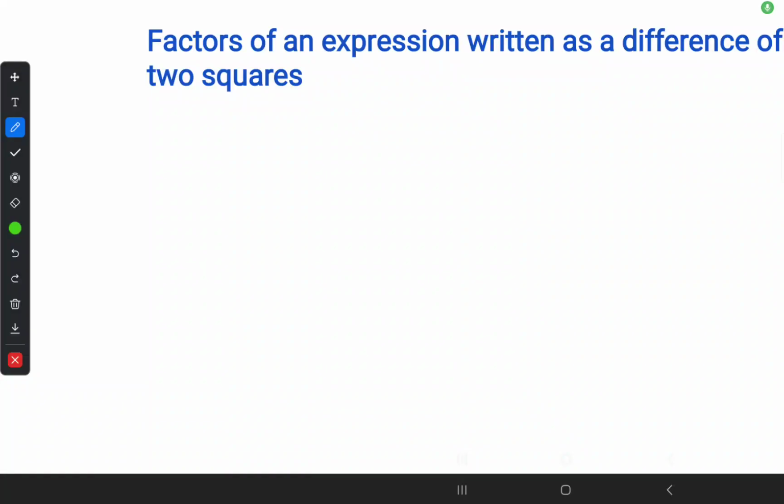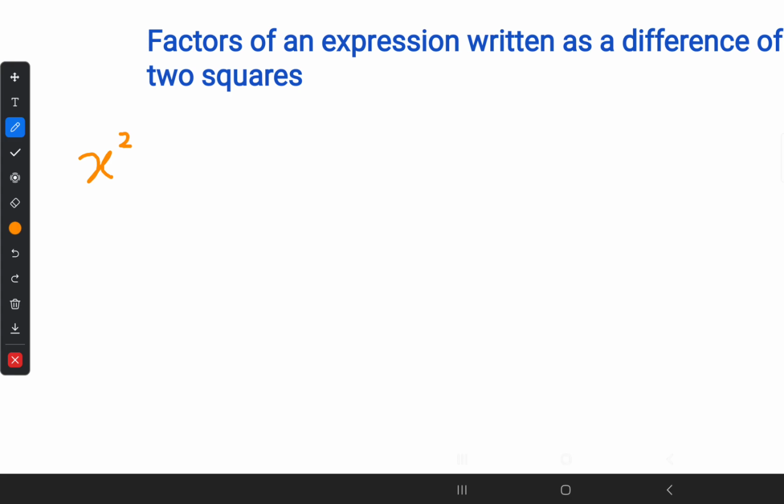What is this? Factors of an expression written as a difference of two squares. Difference of two squares. Before that, you should know what a square is. Without knowing the square value, how can you find it written as a difference of two squares? So that's important. Square means you already know that x square.